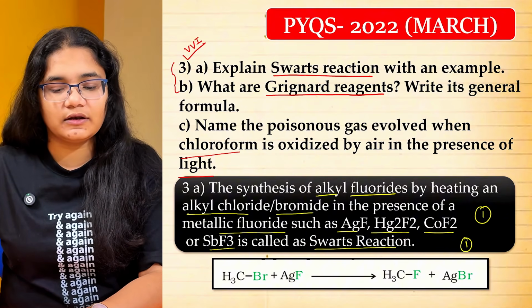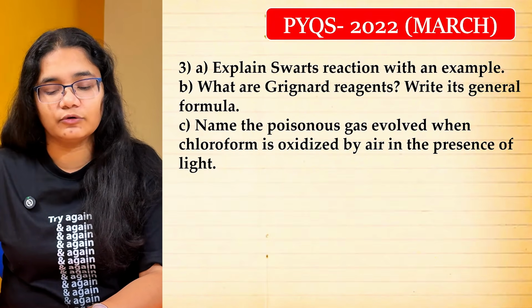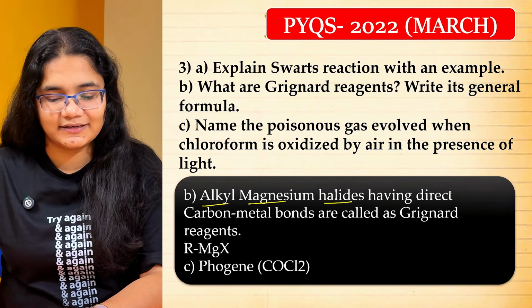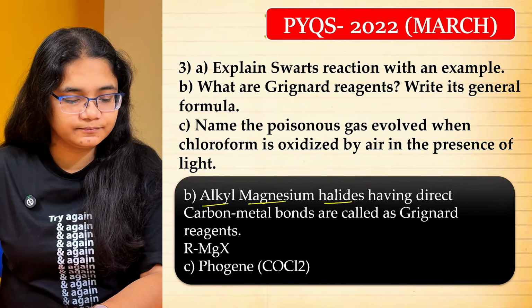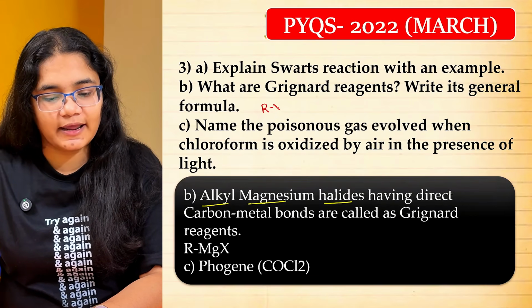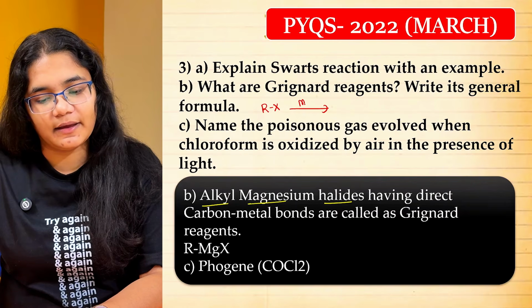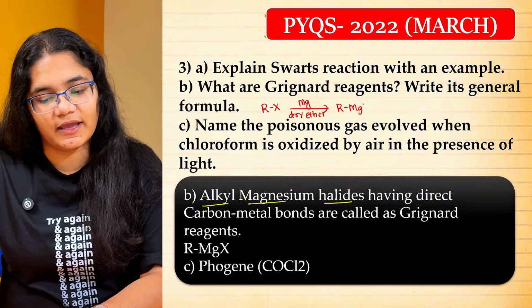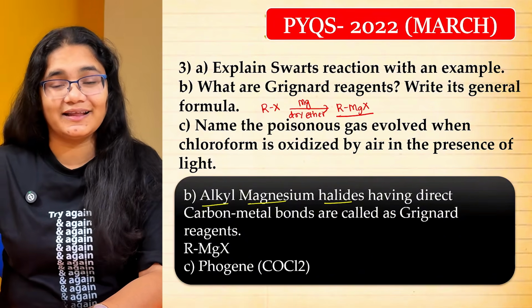Next question, what is Grignard reagent and write its general formula. Okay, so Grignard reagents are what? Alkyl magnesium halides. When you take RX and treat it with magnesium and dry ether, we get something called RMgX. This particular compound is called Grignard reagent.